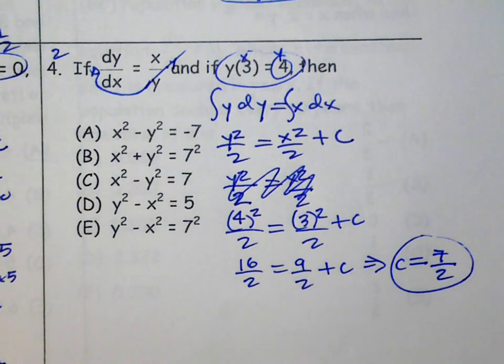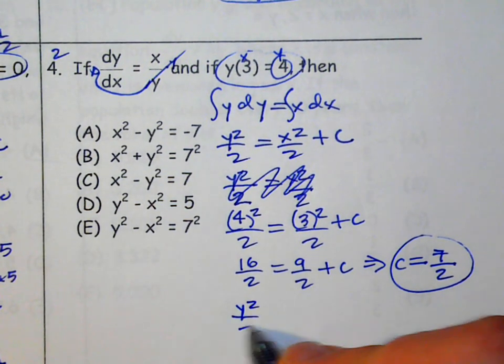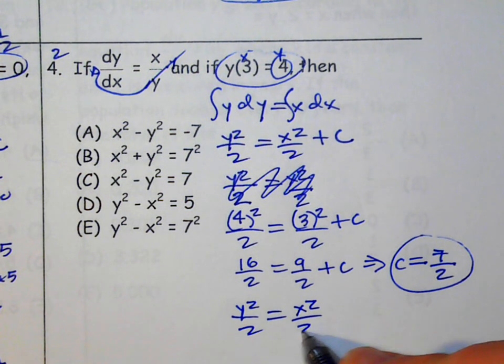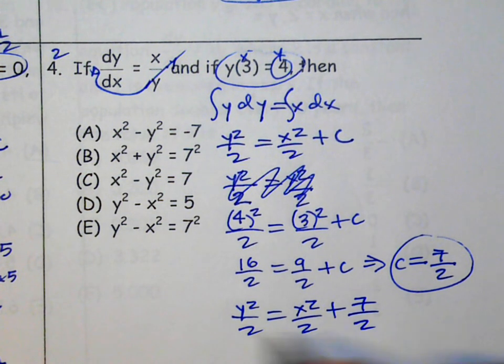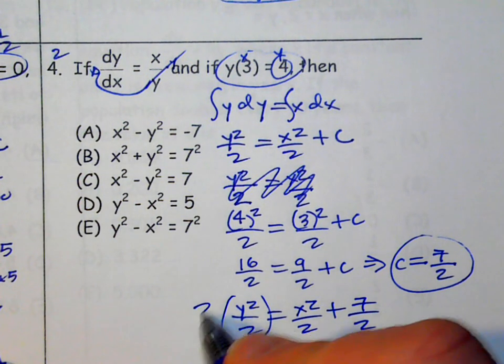And so I'm going to rewrite it. y squared over 2 equals x squared over 2 plus 7 over 2. Now, none of the answers have halves, so I'm going to multiply everything by 2.